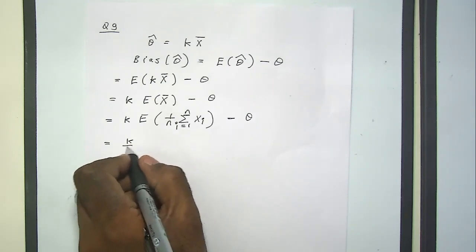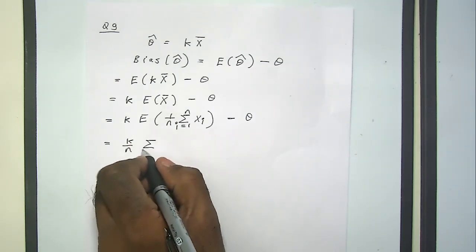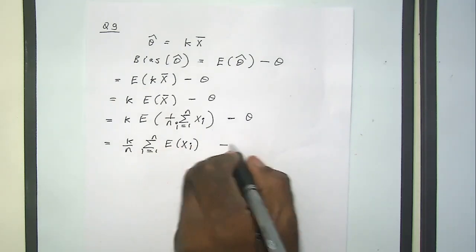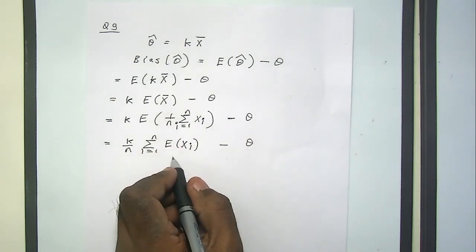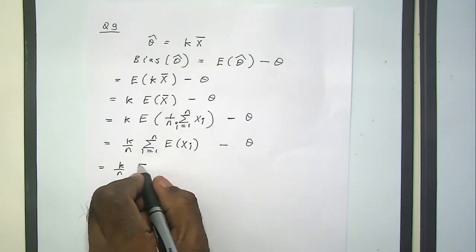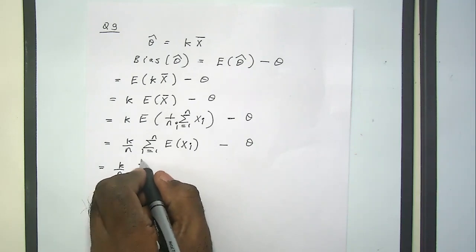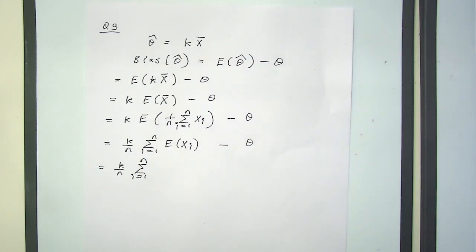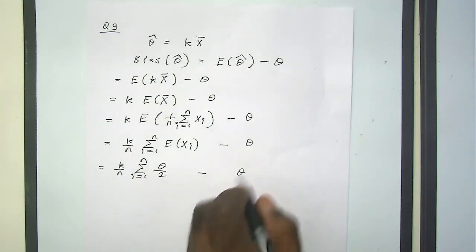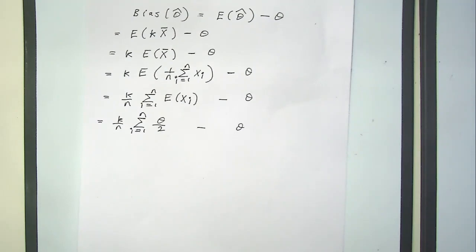So this is k divided by n times the sum of the expectation of xi minus theta. Now, do you guys remember we have xi uniform 0 theta. So what's the expectation? I'm sure you know the formula: the expectation of a uniform a b is a plus b divided by 2. So if you apply that, it will be theta by 2. Okay? You follow me?